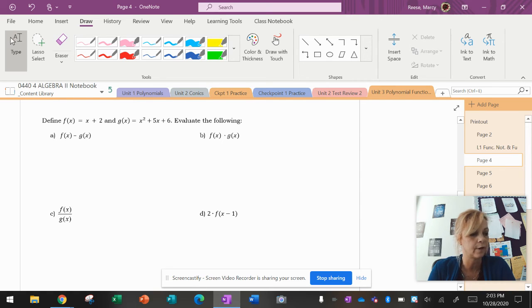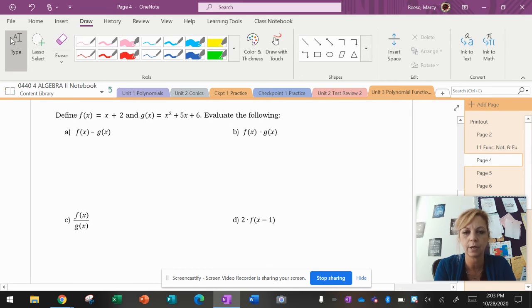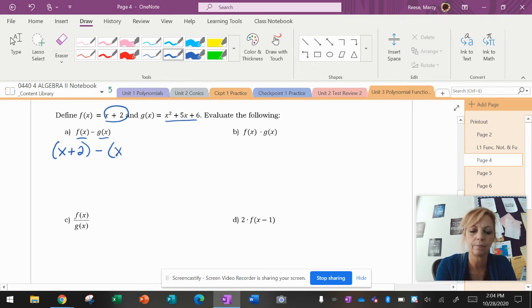It says define f of x equals x plus 2 and g of x is equal to x squared plus 5x plus 6. Evaluate the following. Okay, so I'm probably going to pick and choose from here a little bit too. I'm going to let you do this so that we're not wasting all our time on video and that you can actually try some without me. So if it says f of x minus g of x, you're literally going to take the f of x function in parentheses and you're going to say, I'm going to take f of x minus that g of x function.